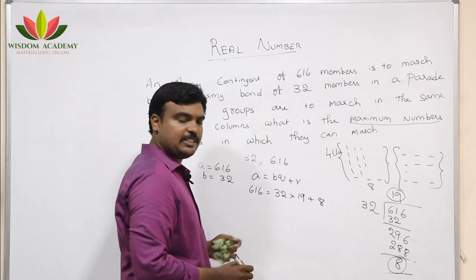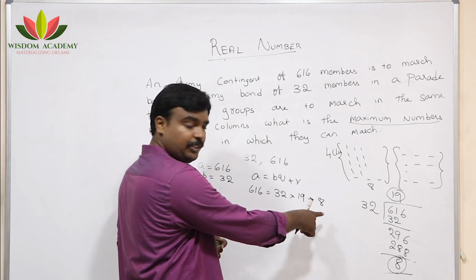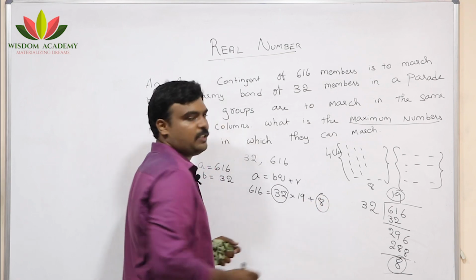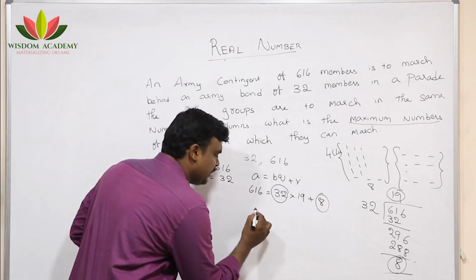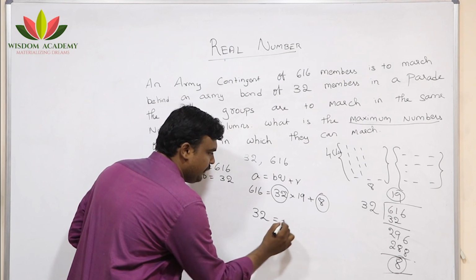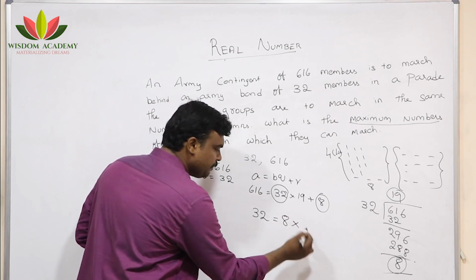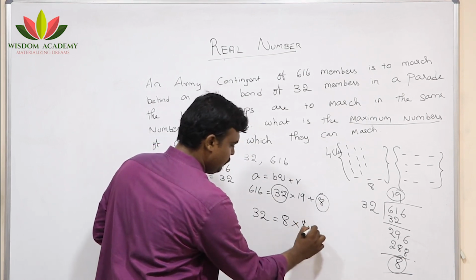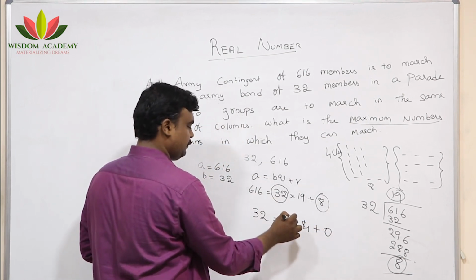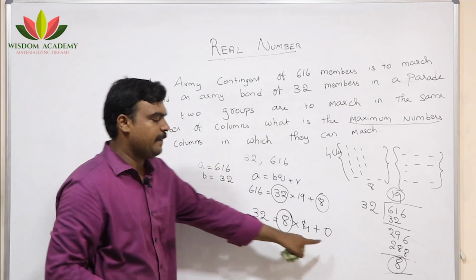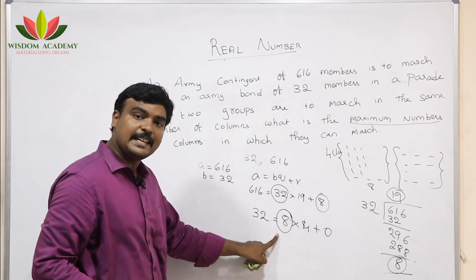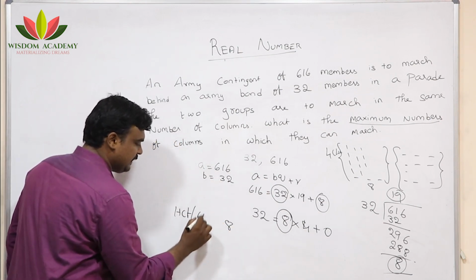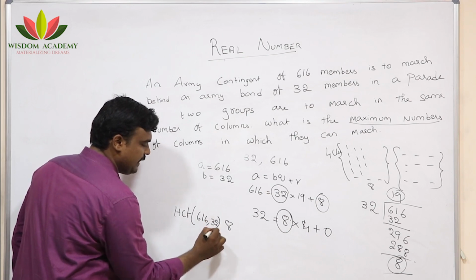So what is the second step? I have to check my remainder. Whether the remainder is 0? No. If my remainder is not 0, I will select my B and R and once again continue Euclid's division lemma. So here 32 can be written as 8 into 4 plus 0. Now I have the remainder 0. So I can say 8 is my HCF. So the HCF of 616 and 32 will be 8.